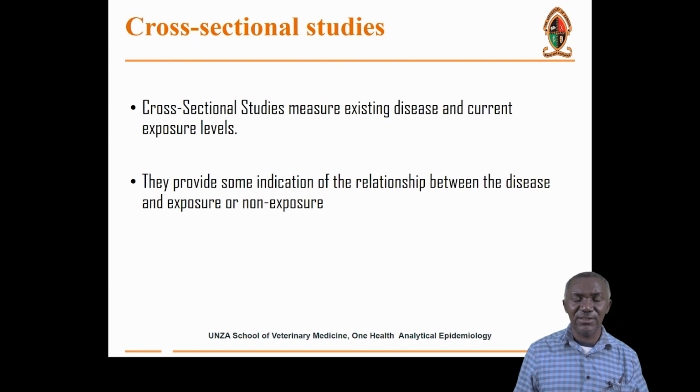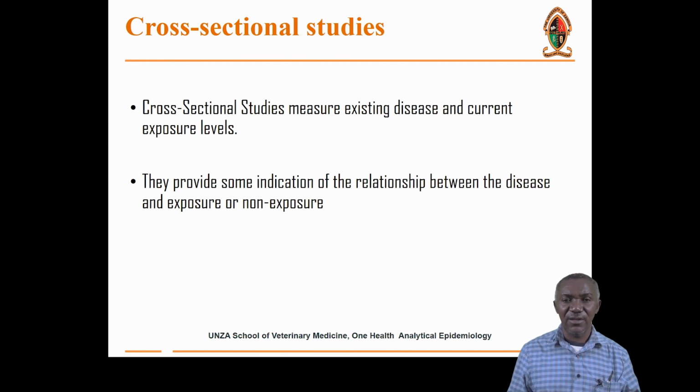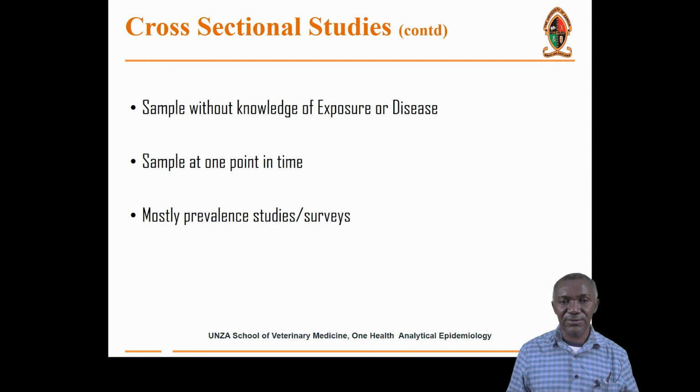So the other type of study that you encounter is the cross-sectional study. And the cross-sectional study measures existing disease and current exposure levels. So they provide some indication of the relationship between the disease and the exposure or non-exposure. So we can use the cross-sectional study to estimate frequency and also to establish a relationship between disease and the exposure factors or the risk factors, whether there's an association between exposure and disease or otherwise.